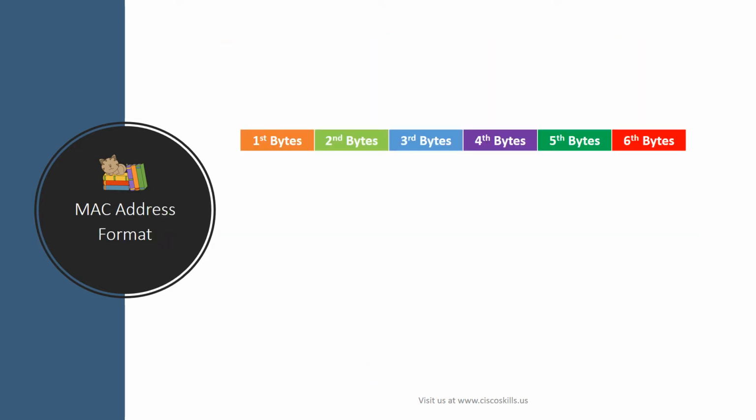Let's now go into detail about MAC address format. As you may know, MAC address is managed by IEEE. It has 6 bytes. The first 3 bytes is called Organizational Unique Identifier or OUI. OUI is assigned by IEEE to manufacturers.